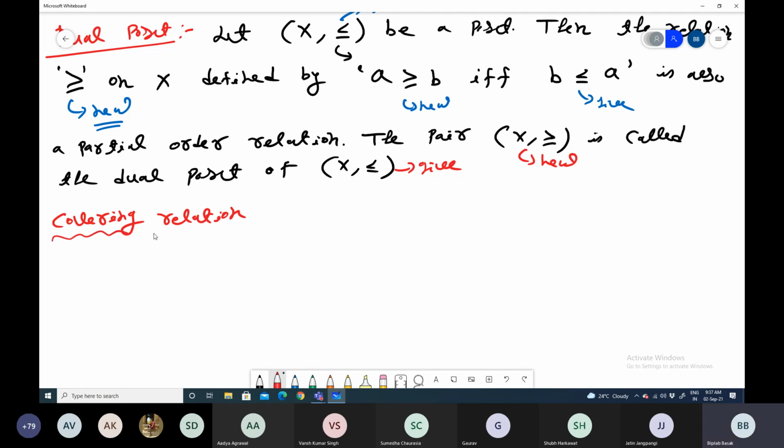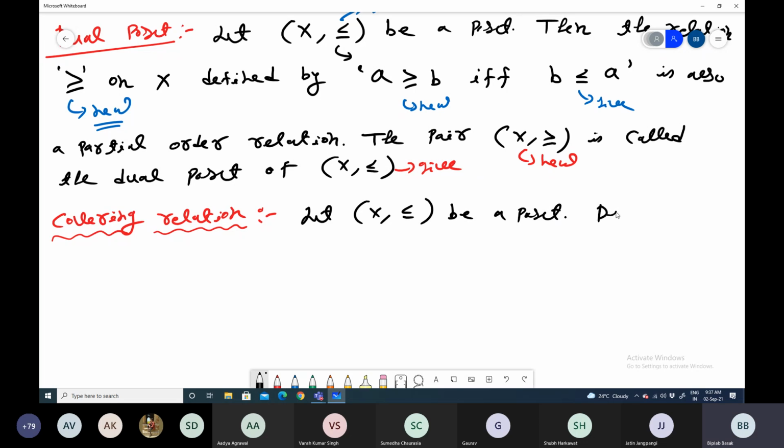I know this concept is not difficult, but it may arise some confusion. So if you have any kind of confusion, you may ask. Okay. So what is a covering relation? Let X, with this less than or equal to symbol, that is a relation, be a poset.